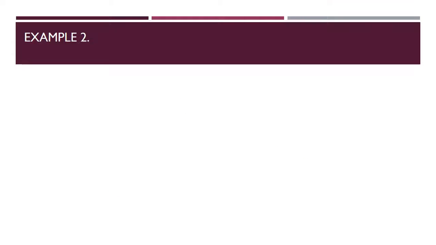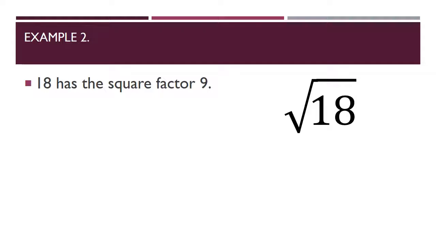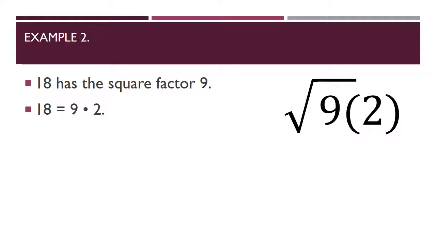Now let's take a look at our second example. We have square root of 18. We know that 18 has a square factor, which is 9, because 9 times 2 equals 18. So basically what I can do is switch 18 with 9 times 2. This is not in the simplest form just because of the fact that 9 is a square factor.